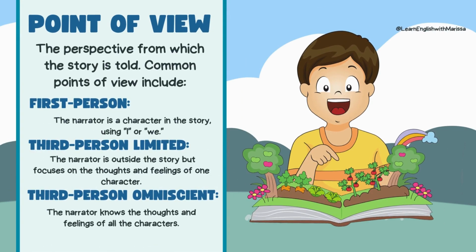Point of view. The perspective from which the story is told. Common points of view include first person. The narrator is a character in the story, using I or we. Third person limited. The narrator is outside the story but focuses on the thoughts and feelings of one character. Third person omniscient. The narrator knows the thoughts and feelings of all the characters.